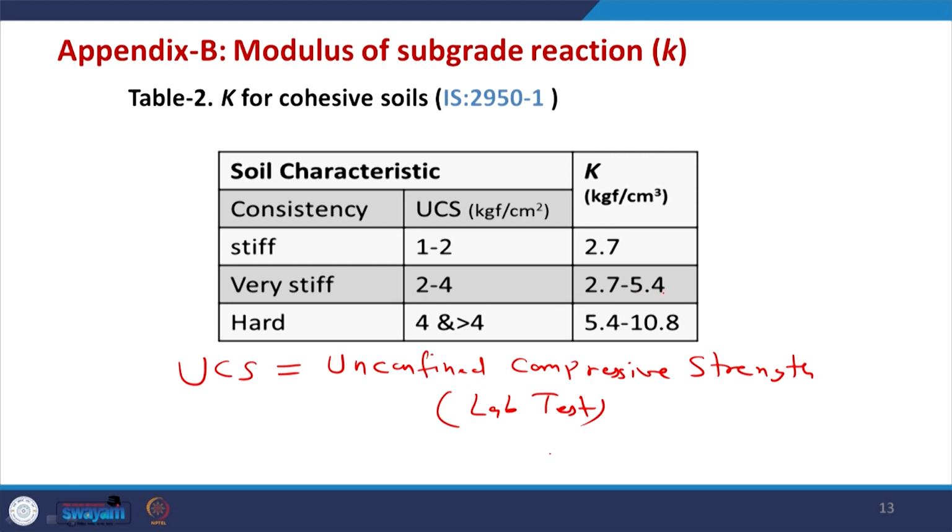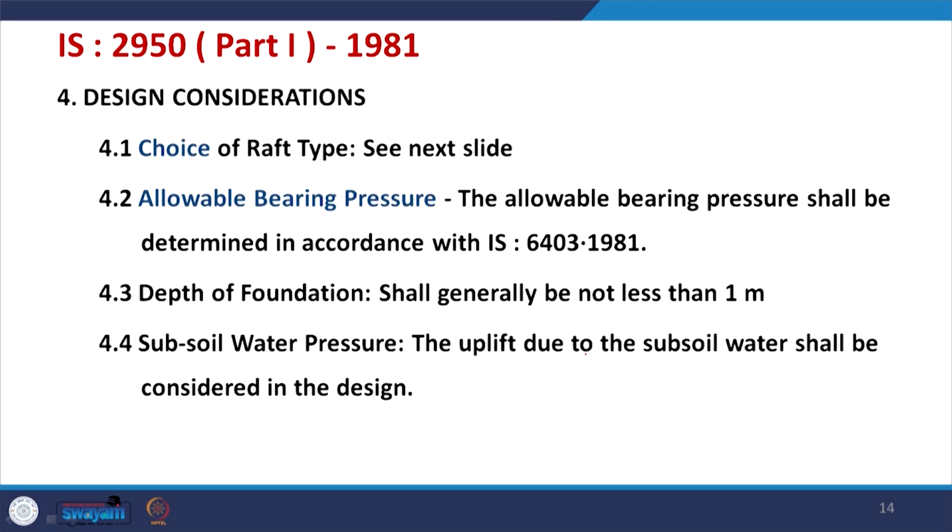If it is hard, that means 4 or above, then the value of K can be 5.4 to 10.8. So, the modulus of subgrade reaction can be determined using the data given in the code if you are not able to conduct the test. Continue with that.